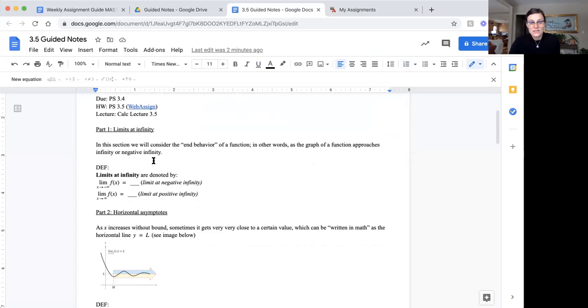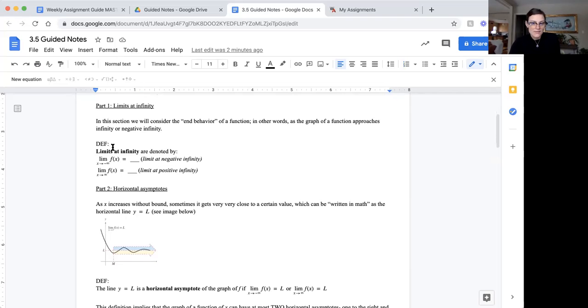Limits at infinity is part 1. So in this section, we will consider the end behavior of a function. In other words, as a graph of a function approaches infinity or negative infinity, what goes on? We have a couple definitions that are pretty straightforward because we already are familiar with limit notation, thankfully.